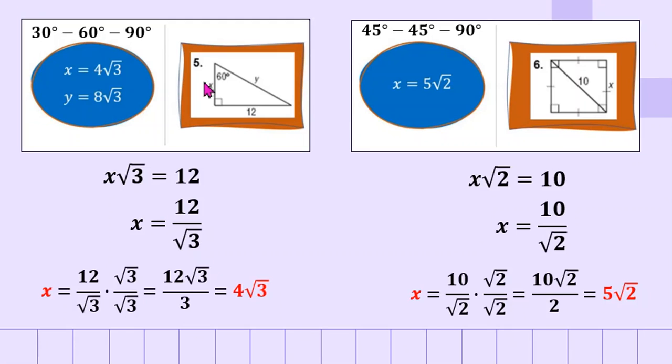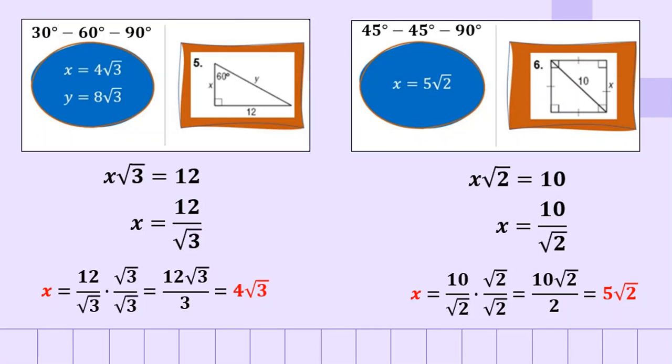But what if we go back here, the x? So we simply divide it by square root of 3. That's the reverse process of multiplication, division. 12 divided by square root of 3. But that is not simplified.